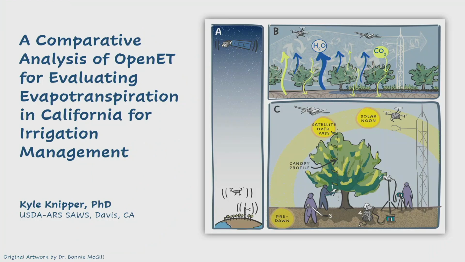Thanks, Mac. Hi, everyone. As Mac said, my name is Kyle Knipper. I'm a research scientist in Davis, California for the ARS. And today I'm going to be talking about a comparative analysis of OpenET for evaluating evapotranspiration in California for irrigation management. A lot of what I'm going to be talking about and the sites that I'm going to be talking about are part of a larger group effort to study a lot more than just satellite-based validation, including tree-level research, field-level research, including UAV and drones, as well as the satellite portion. But again, today I'm going to be focusing on the satellite portion.